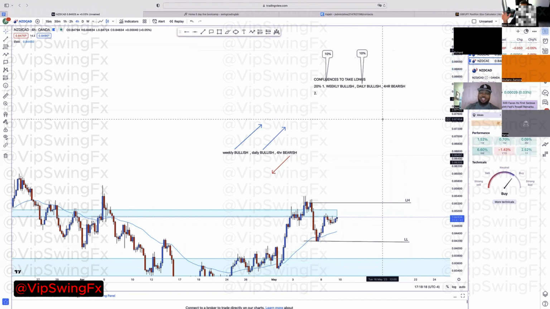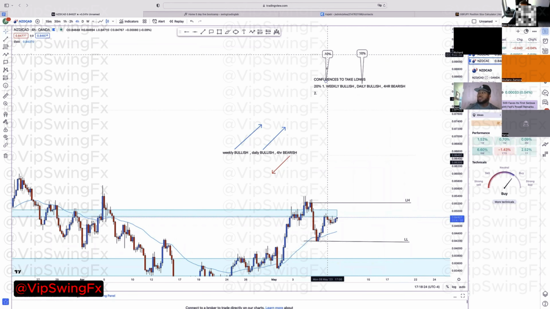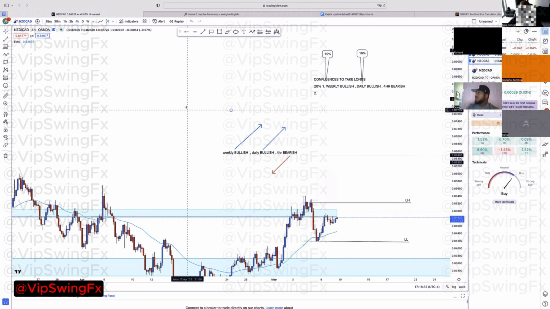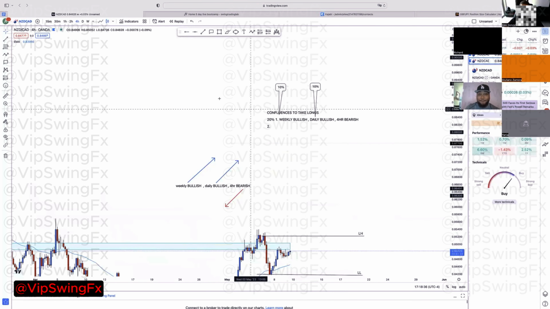Simple, right? This is why swing trading is like you win more, because you have more time frames in sync. This is super simple, guys. Like I'm telling you, this is just like baby steps. We're working our way up. Okay, so let me just delete this.